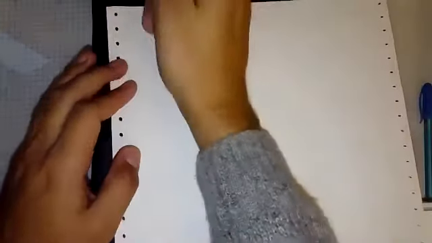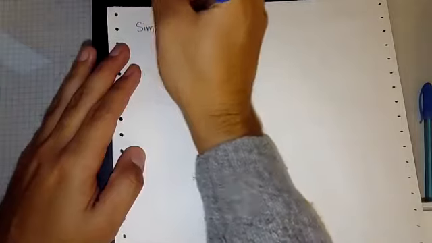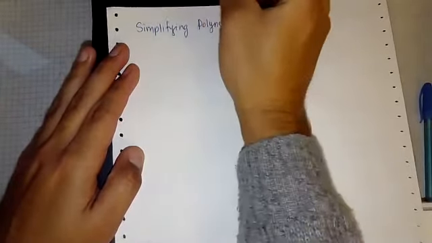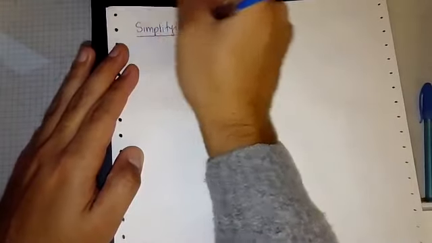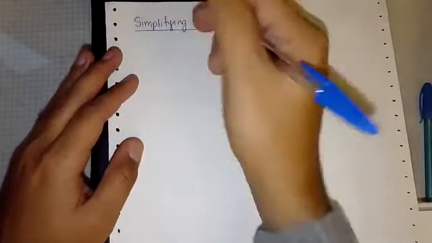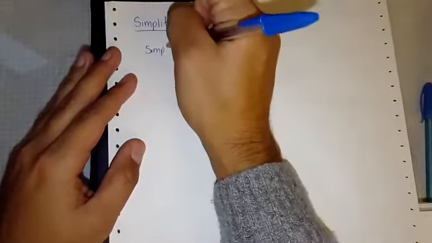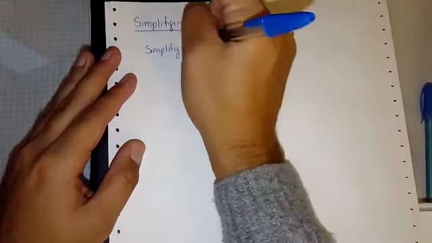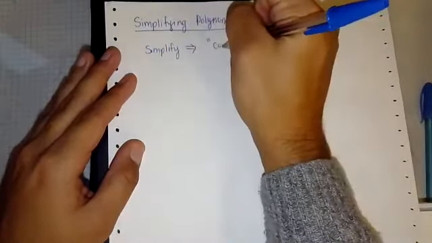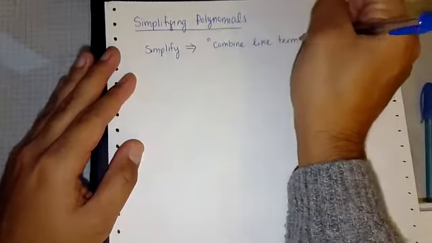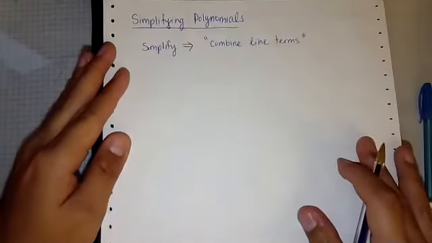Okay. You're going to be asked to simplify polynomials. So let's talk about that. Simplifying polynomials. So simplify in this context is just going to mean combine like terms, which is something that we've already been doing.